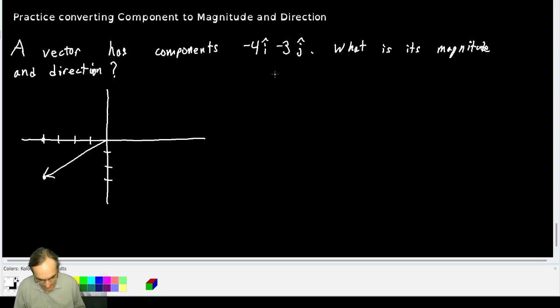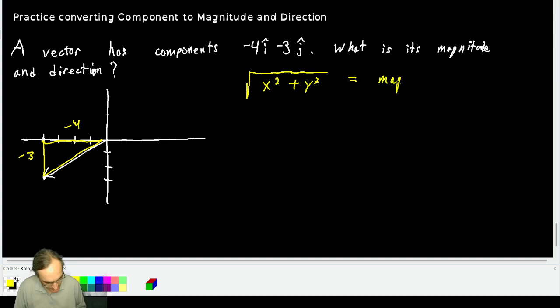Okay, finding the magnitude is simple because that is just a right triangle. And if you know the two sides of a right triangle, then you know the distance formula will apply. So you can take the square root of the x component squared plus the y component squared, and that gives you magnitude.